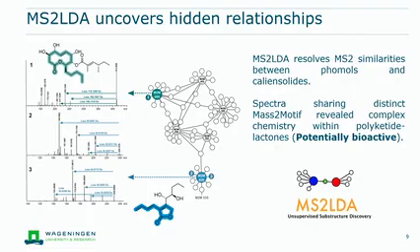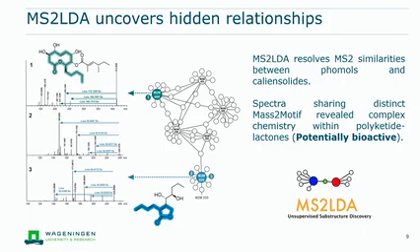And maybe this is the answer to why these compounds were clustered together in our feature-based molecular network. So there is a hidden complexity in the chemistry of these polyketide lactones that was only uncovered by MS2LDA, by linking the spectra to the motifs that they share.